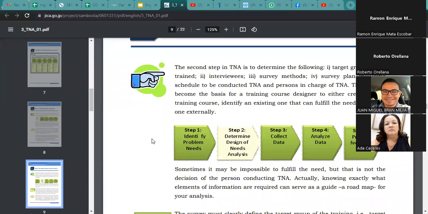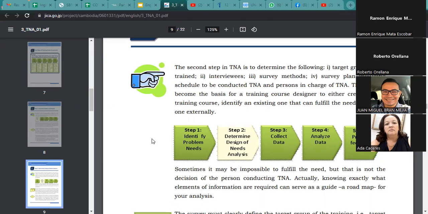The second step in DNA is to determine the following: target groups to be trained, interviewees, survey methods, survey plan, including a schedule to be conducted, DNA and persons in charge of DNA. Those items become the basis for a training course designer to either create a new training course, identify an existing one that can fulfill the need, or obtain one externally. And the other paragraph, please.